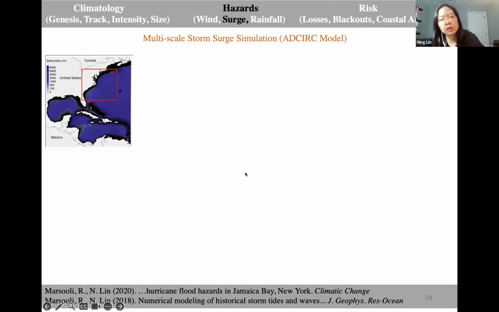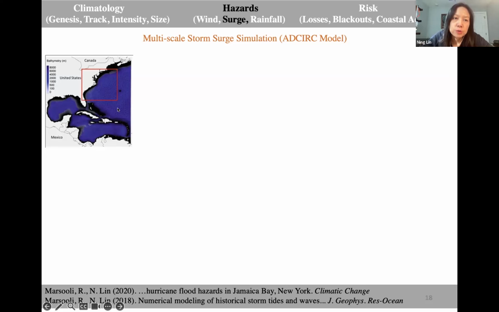we use the ADCIRC model, which was developed by several universities, Notre Dame, UT Austin, and North Carolina. This model helps us have efficient simulations with very high resolution along the coastline that we need to focus on, but low resolution in the deep ocean to cover large areas. So here is a mesh we have for the entire Atlantic basin with resolution of about 1 kilometer along the coastline, but 50 kilometers in the deep ocean.